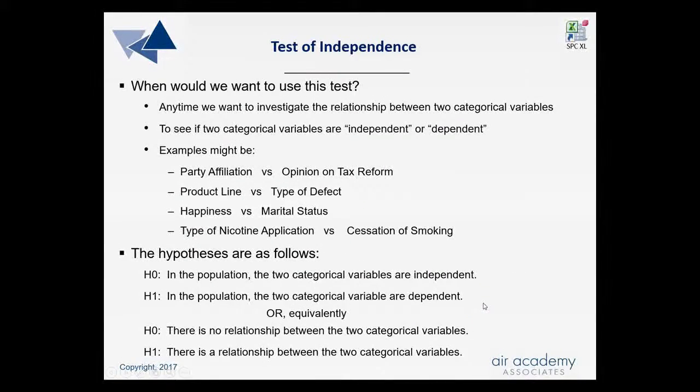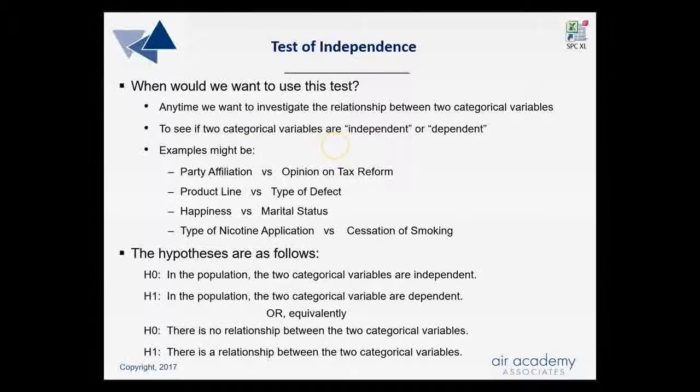So when would we want to use this test? Anytime we want to investigate the relationship between two categorical variables and to see if two categorical variables are independent or dependent. Let's take a look at a couple of examples. For example, political party affiliation versus opinion on tax reform. Are those two categorical variables related? In other words, is an opinion on tax reform related to party affiliation?